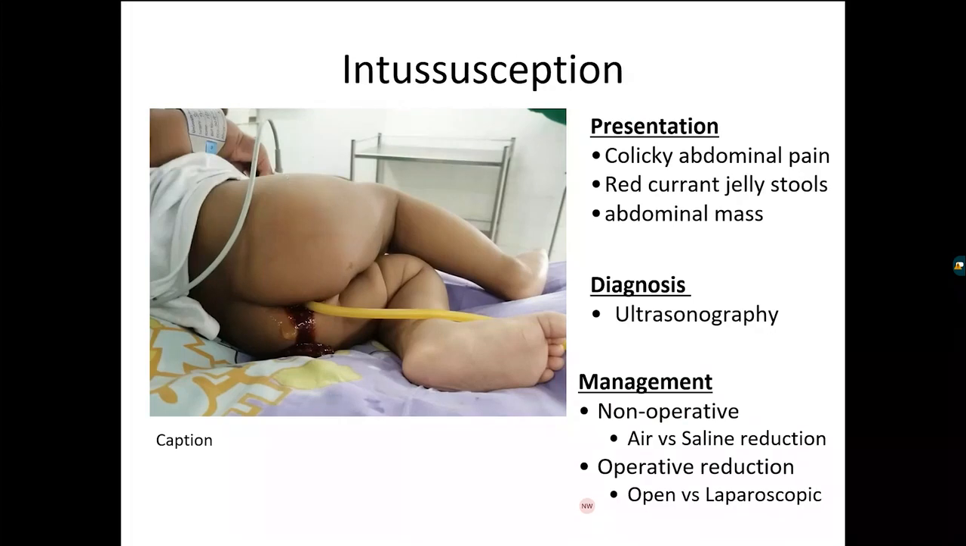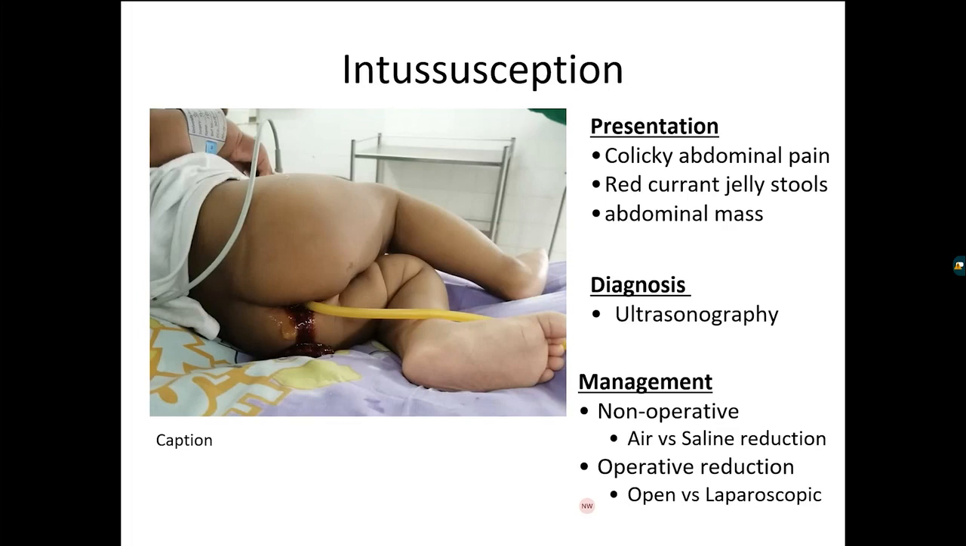So this picture is a baby who presented with intestinal obstruction to one of our hospitals, who is on the operating table being subjected to saline reduction. And you can see that there is reddish color mucoid stuff that is coming through the anus, and that is what we call red currant jelly stools or red currant jelly appearance.